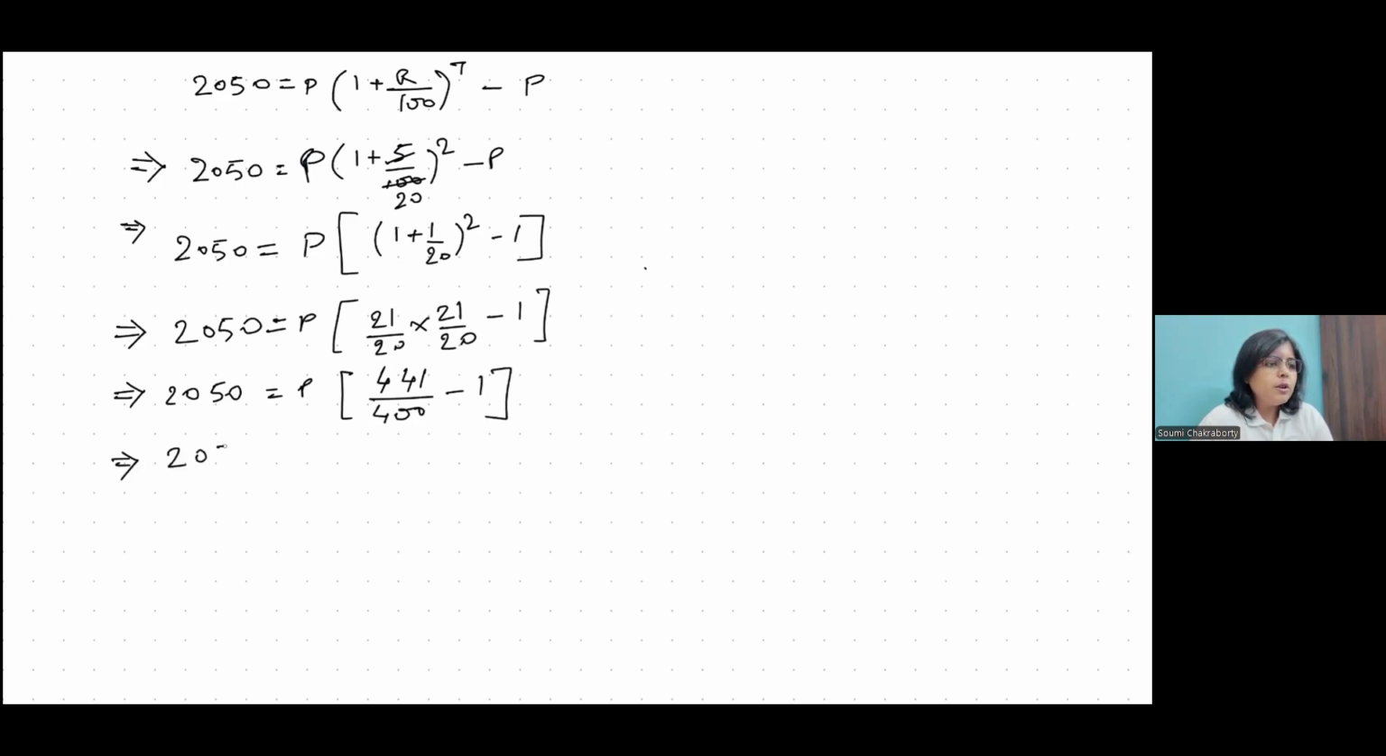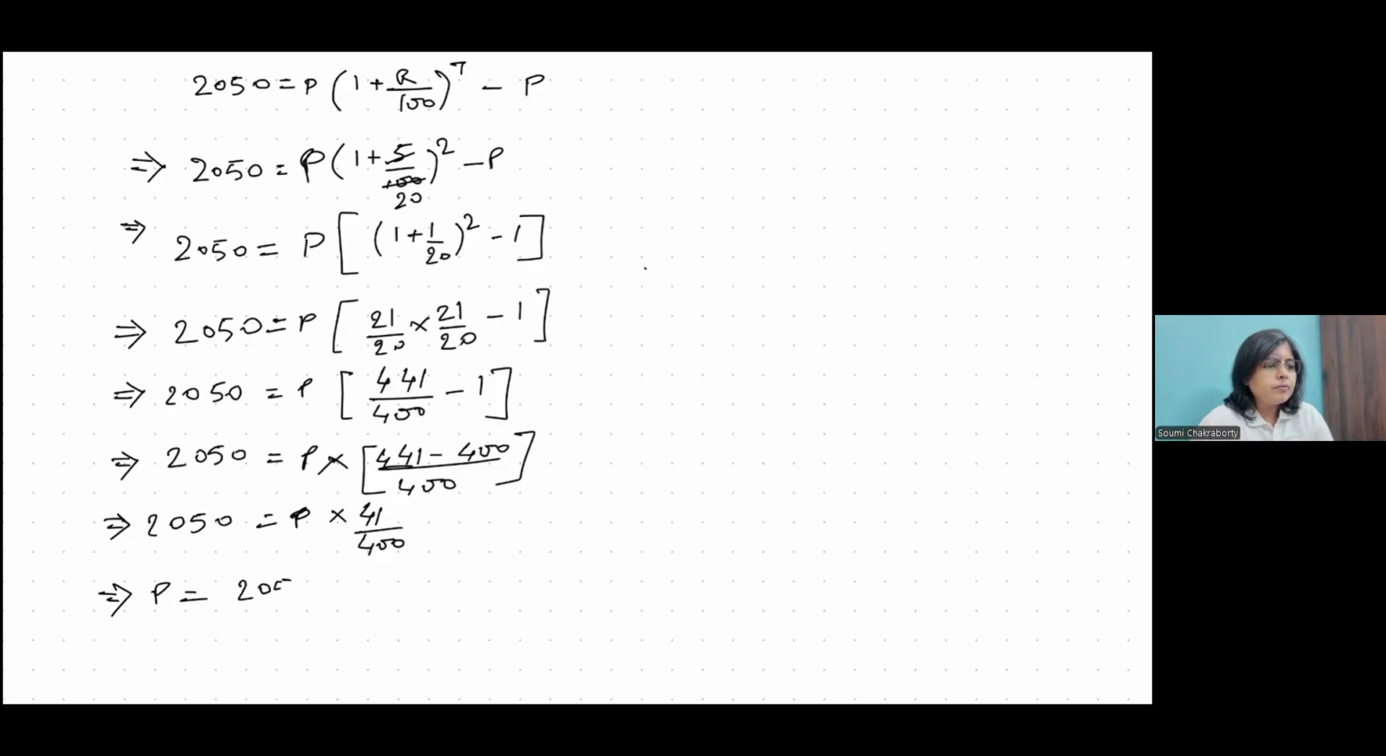So 2050 is equal to P into 441 minus 400 by 400. So what do we get? Now it's a very simple equation. Now let me just write the unknown variable on the left hand side to equate it. If we just reduce it, we get the final value. This is my final answer.